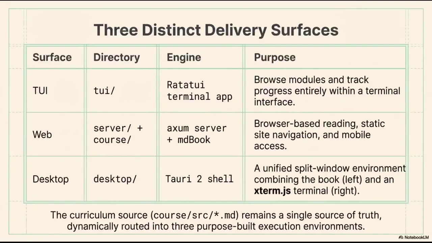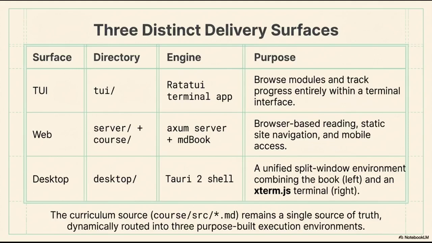We've implemented 3 distinct delivery surfaces to cater to various user preferences and access needs. Crucially, the curriculum content serves as a single source of truth, dynamically routed into each of these purpose-built execution environments. Our first surface is the TUI, or Terminal User Interface. This is located in its own directory and powered by the Ratatouille Terminal app. Its primary purpose is to allow users to browse modules and track their progress entirely within a familiar terminal interface.